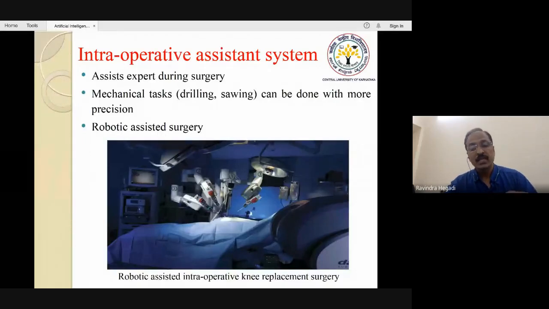So this is one of the knee implant replacement surgeries. In this figure you can see robots conducting knee implants on the patients.